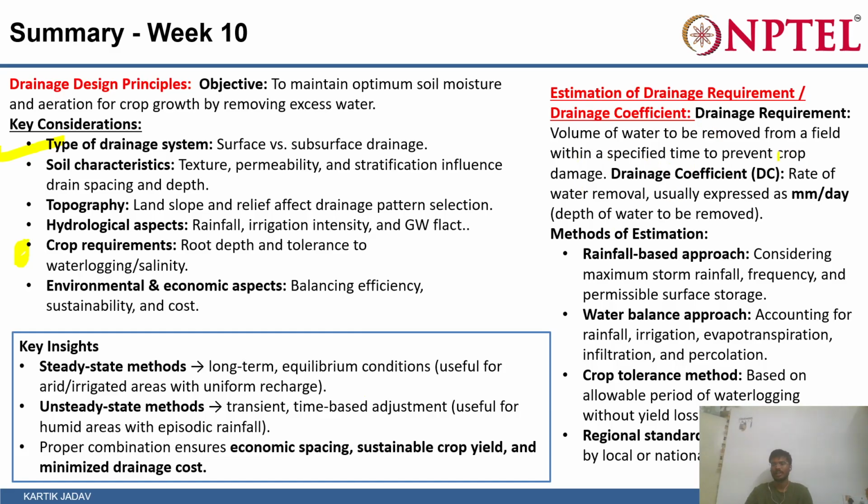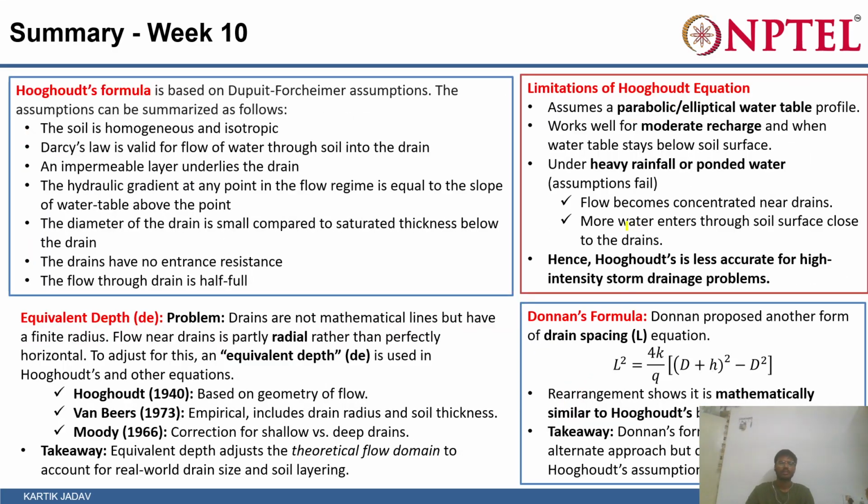Drainage coefficient is the rate of water removal, usually in one day, so you can say how many meters of water you need to remove per day, and its methods of estimation are different. These are listed here. For identifying drain spacing, drain length, and drain diameter, we generally use the Hooghoudt equation, which has certain assumptions. I'm not going into that in detail as we have limited time.